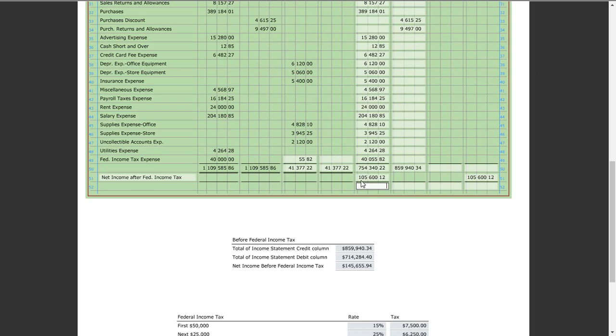After my net income, I should add down, and my income statement total should equal. So I should have 859,940.34. If I can type, I'm having a fat finger problem today.